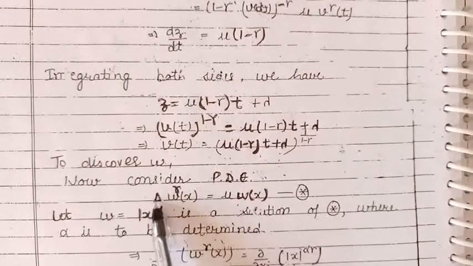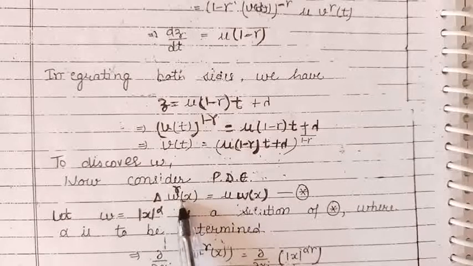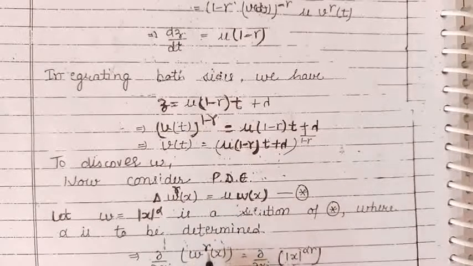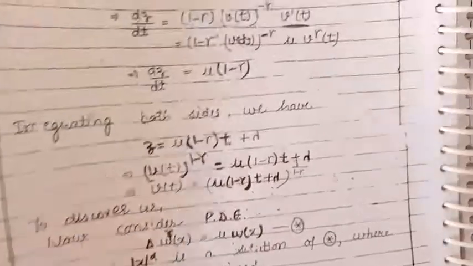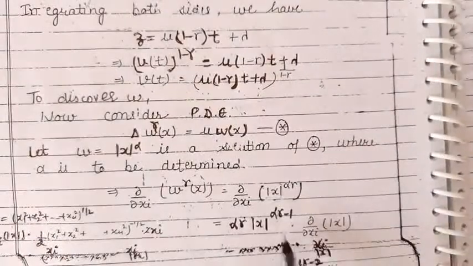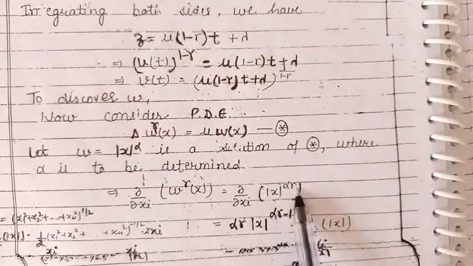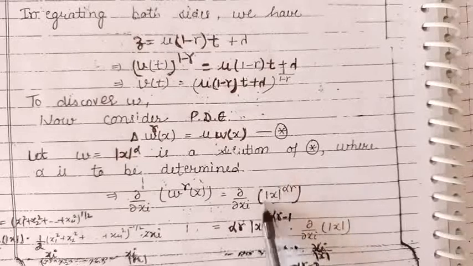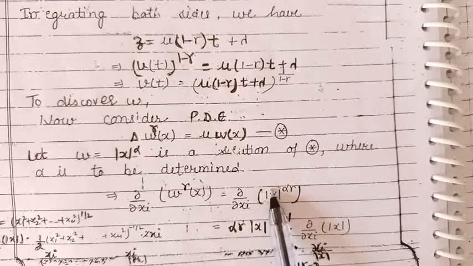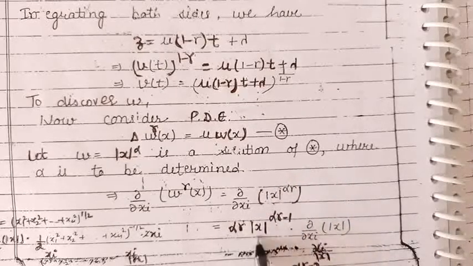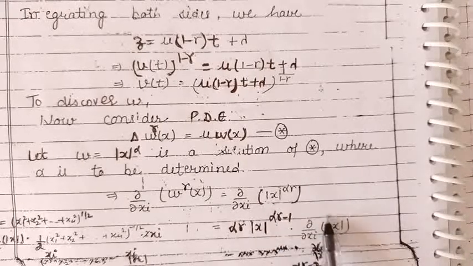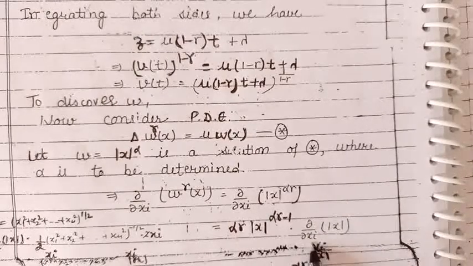Now let us find the Laplacian of w raised to the power gamma. To find the Laplacian of w raised to the power gamma, let us find the derivatives of w raised to the power gamma with respect to xi. So w raised to the power gamma means |x| raised to the power alpha gamma. Its partial derivative with respect to xi is given by alpha gamma into |x| raised to the power alpha gamma minus 1 into partial derivative of |x| with respect to xi.